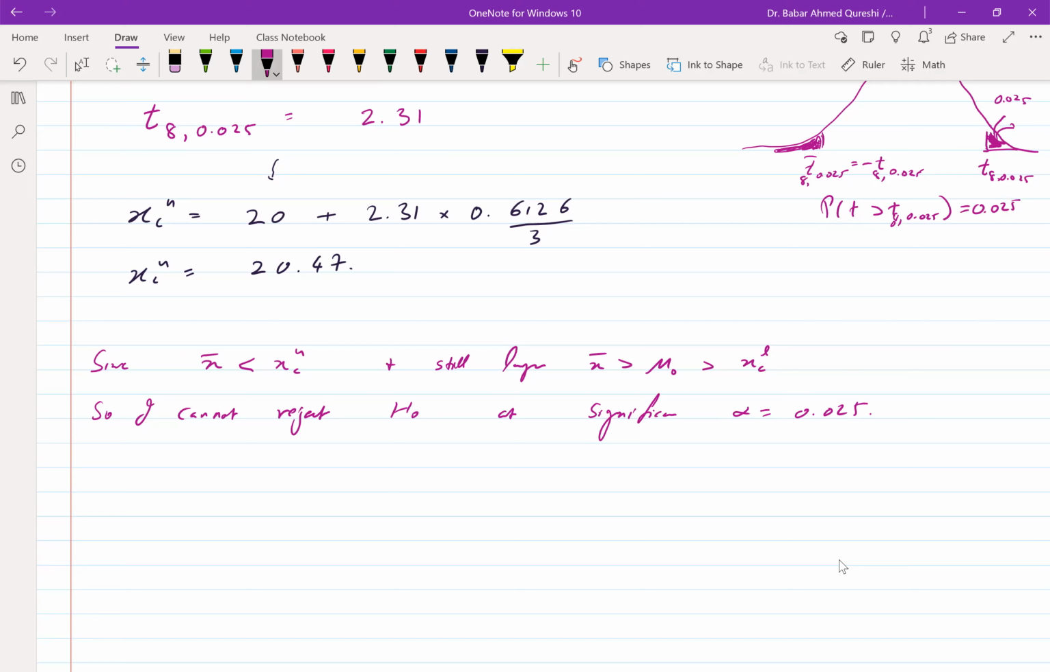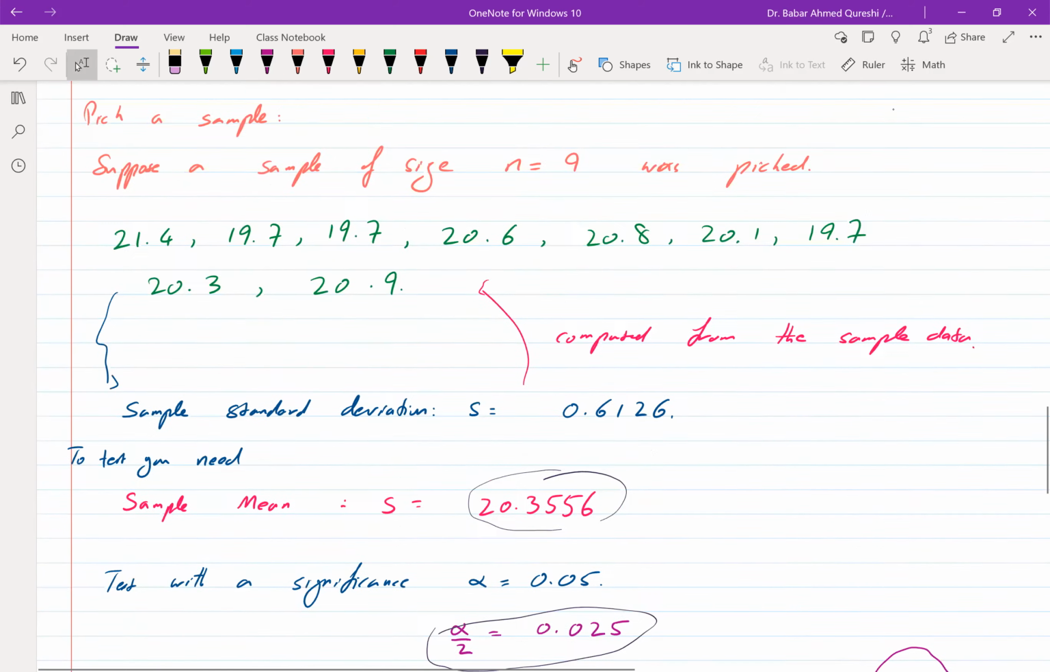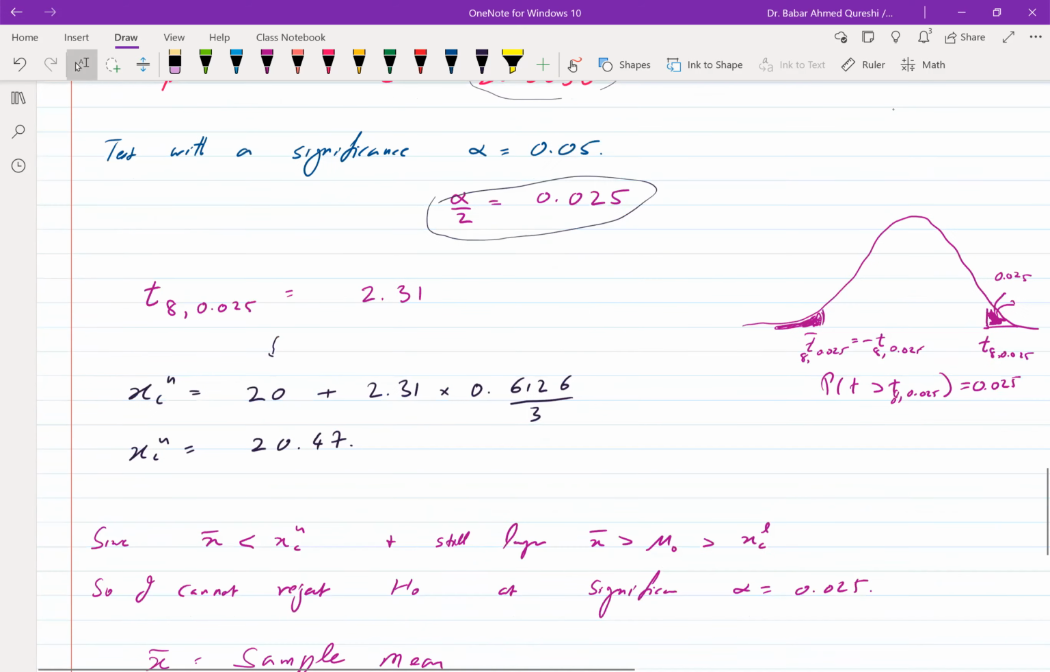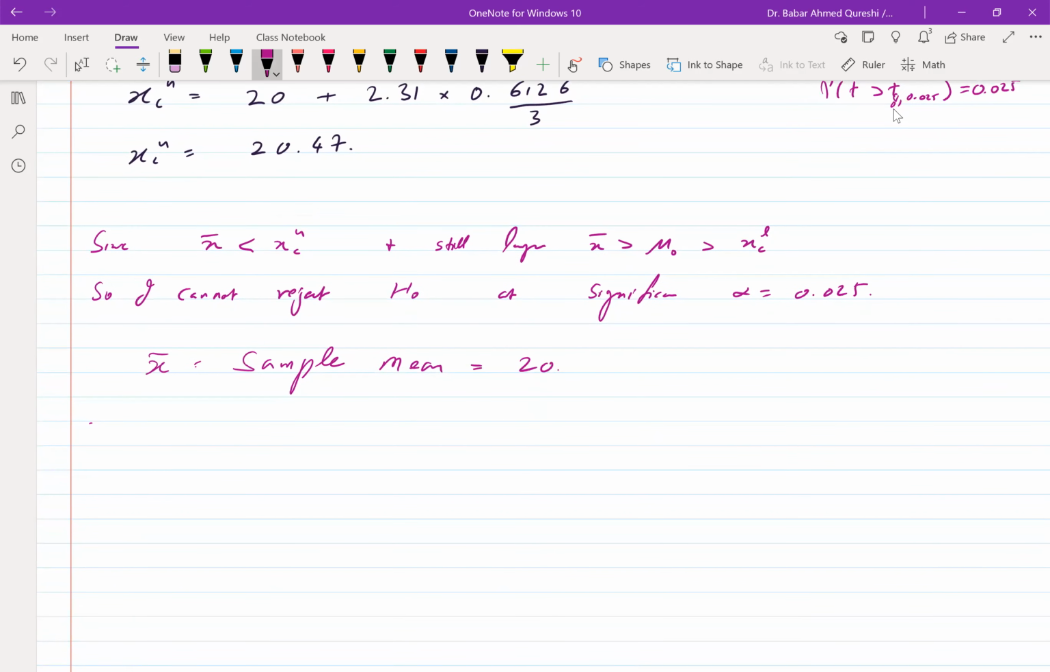However, I can still say that I have evidence in favor because I'm seeing a number. My sample mean, let me see if I have the correct, yeah. My sample mean is, where is it? Yeah, 20.3556, is larger than the claimed value of the mean, which was 20. So I have some evidence.